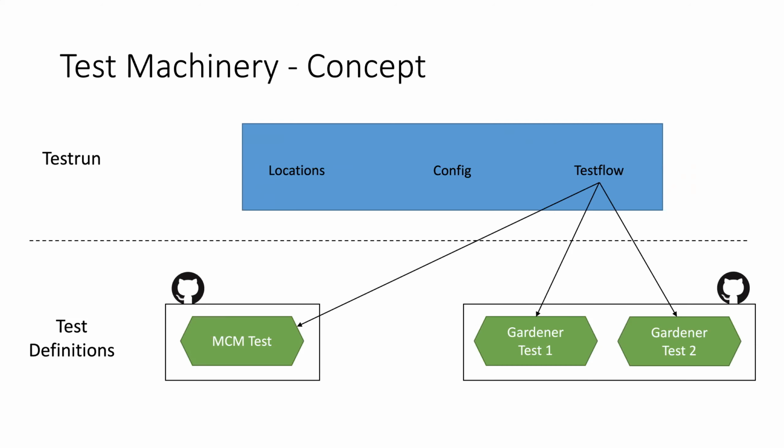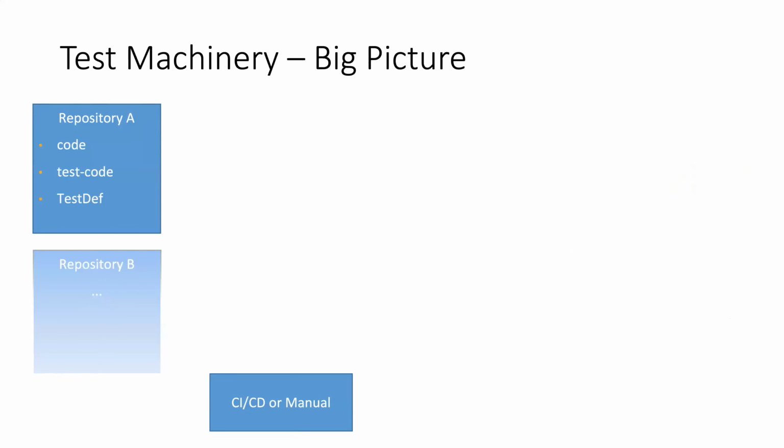So therefore, the test machinery looks in the test locations for the specified tests, and then executes the found test definitions in the order that is specified in the flow. And with these two resources, I want to go to the big architecture picture. You can see on the left side our repositories with the code itself, the test code, and test definitions. As I already said, we want to integrate into CI/CD, but not depend on CI/CD. So we can be triggered by CI/CD or even manually by just kubectl deploy and stuff like that.